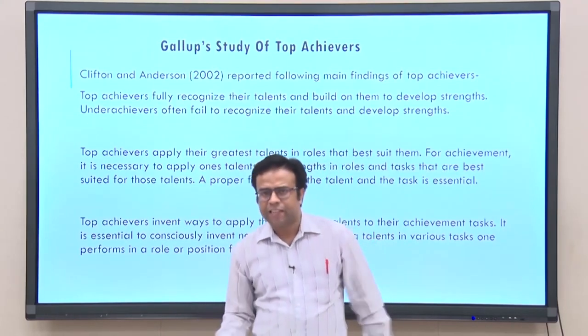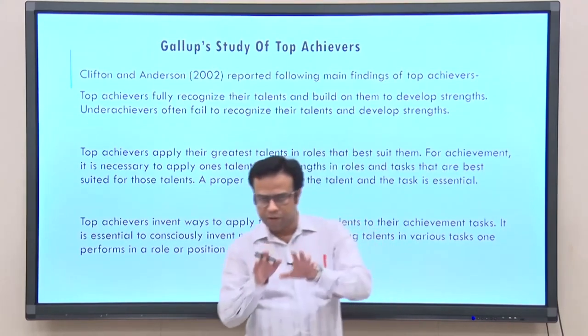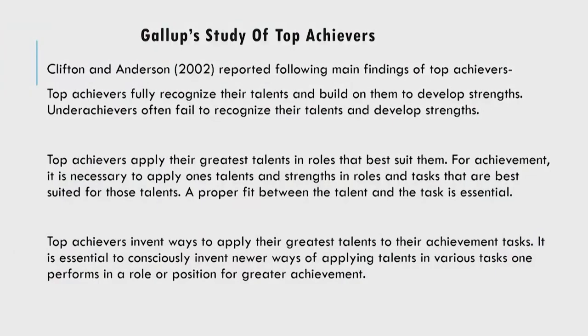So Gallup's basically the original study that they did. This whole idea of different classification of strength came up from it. It was on top achievers. So some of the important findings that they summarized from that study about top achievers, I'll just discuss some of the main findings from that study.